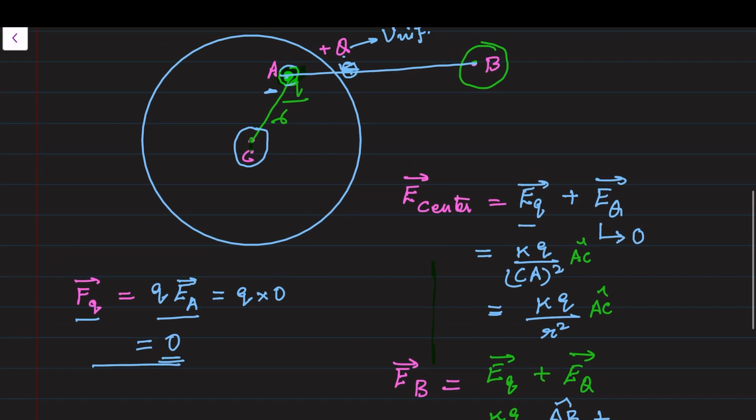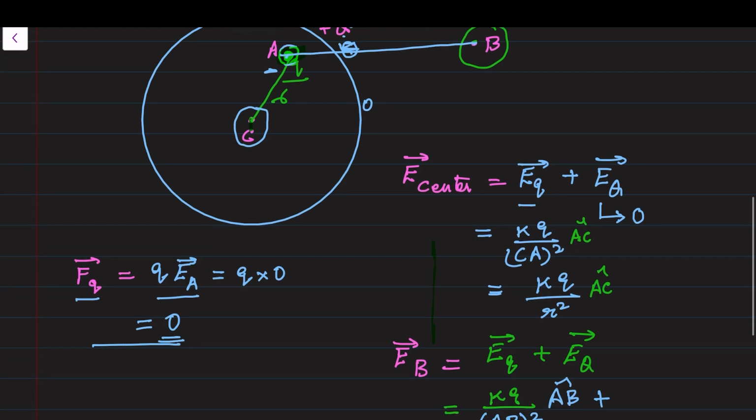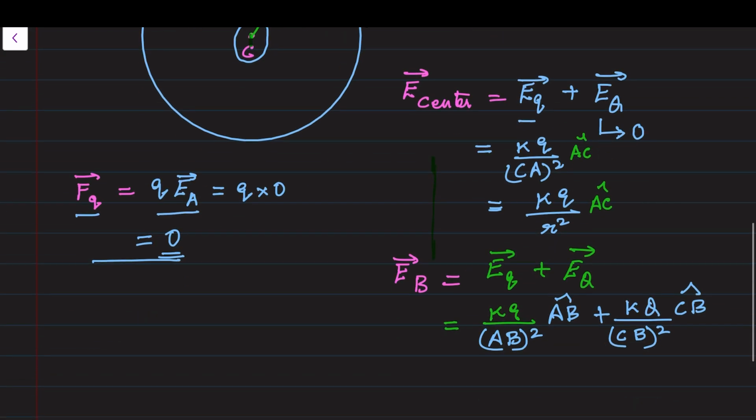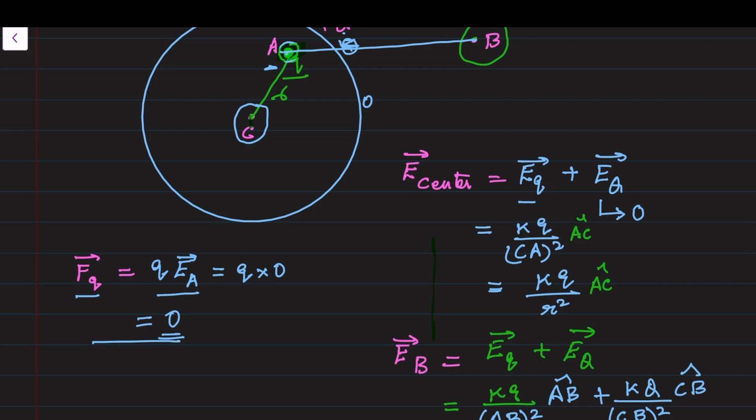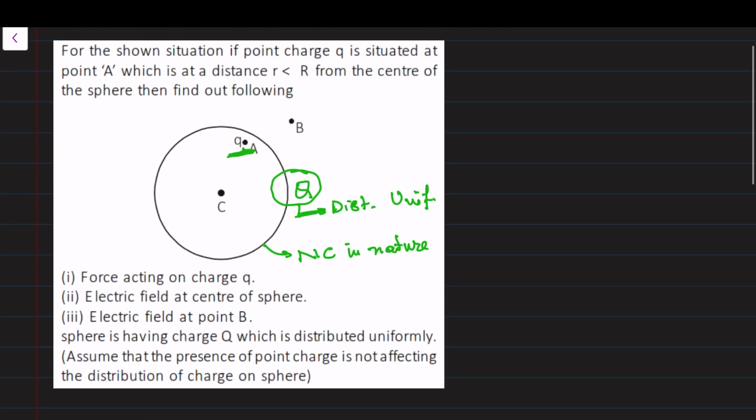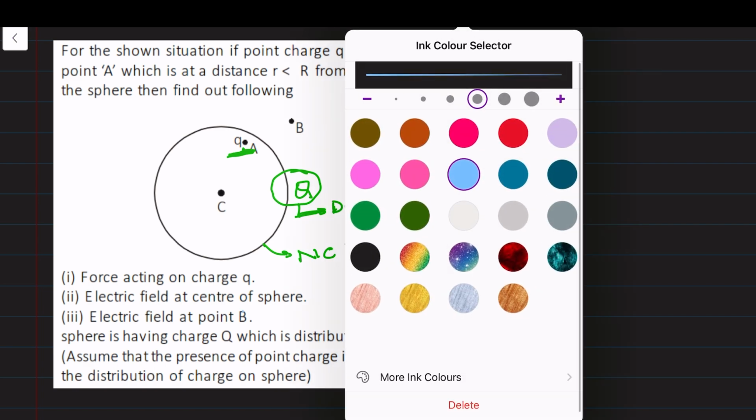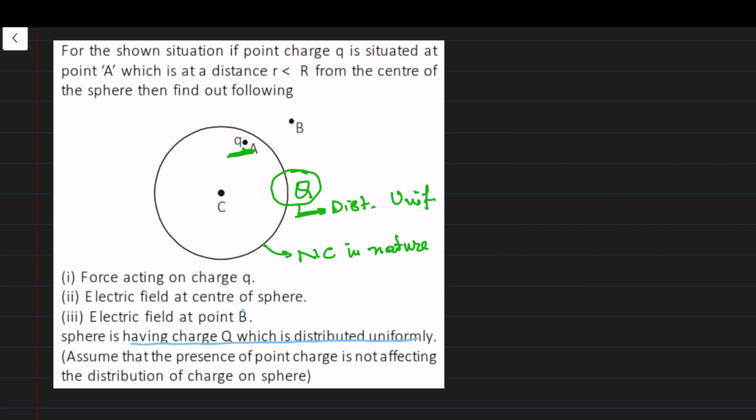And due to the charge here, it will be radially outward from the center of the sphere, and the field will be KQ upon CB whole square and along CB cap. This will come. Now in this question, directly it is not mentioned whether the sphere is a conductor or non-conductor. This we have to identify with the help of this particular statement.